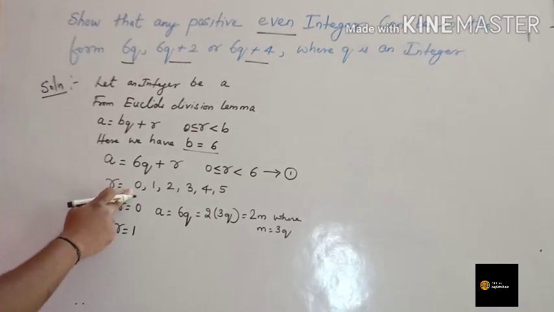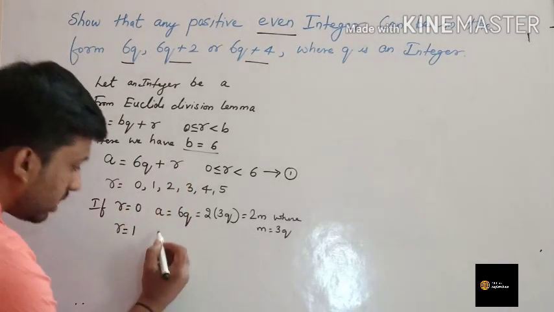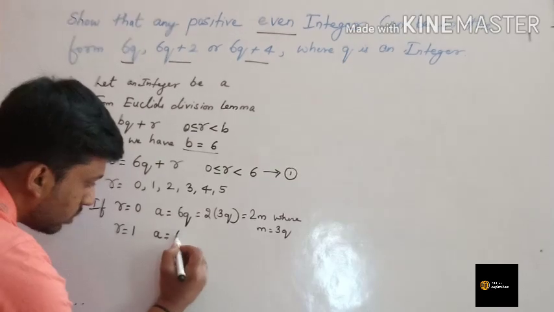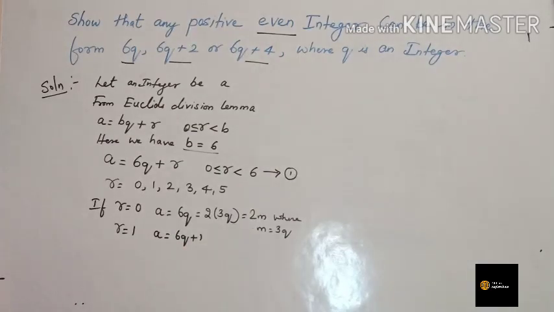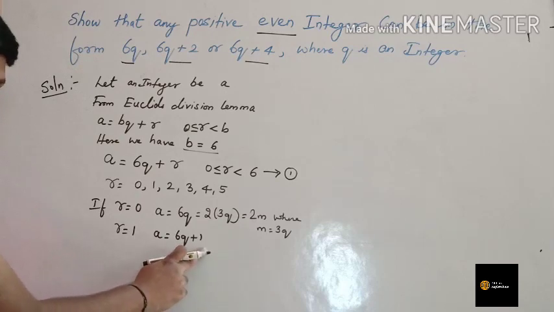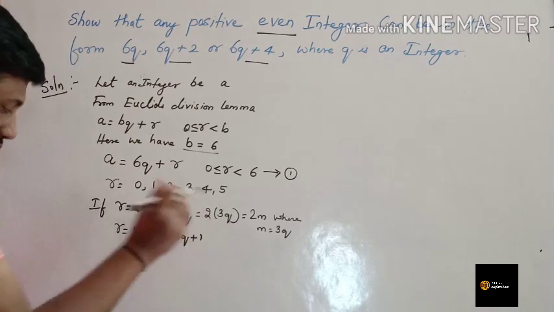So first condition r is equal to 0. Next r is equal to 1. Again same thing I will be substituting here. So a is equal to 6q plus 1. So here I cannot split it because I cannot take any common here. So I will keep this as it is, 6q plus 1.